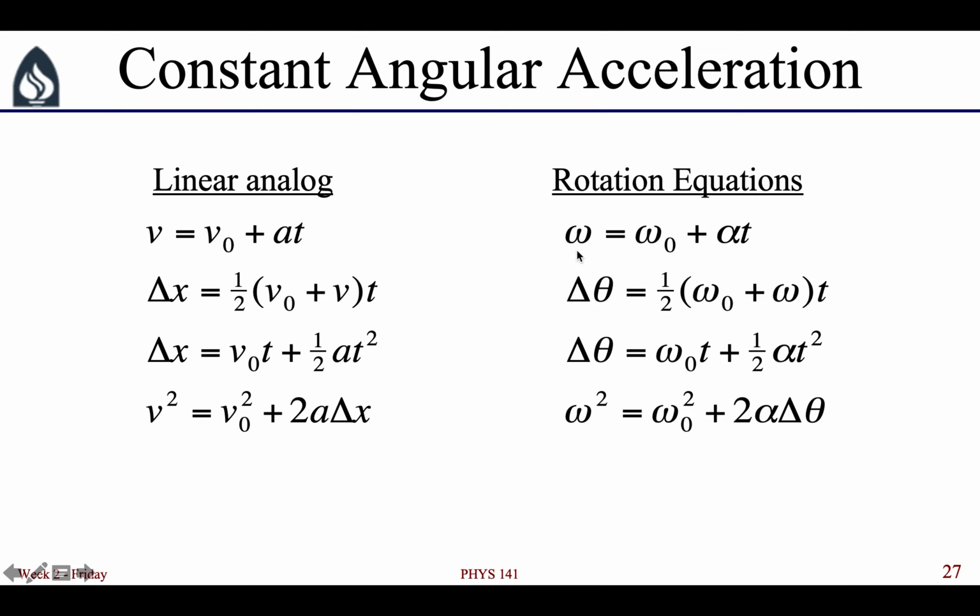And this means the same thing just with rotational quantities. So the final angular velocity is equal to the initial angular velocity plus the angular acceleration times time. And a similar thing can be done for all of the other motion equations. So any of the constant acceleration equations work both in linear land and rotation land. It's just that for rotational equations, you need to use the rotational quantities.